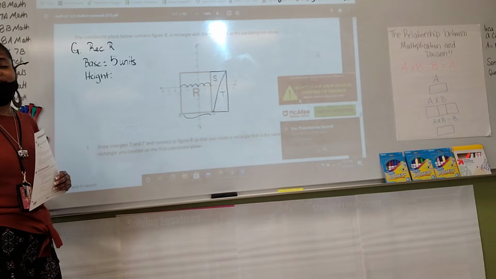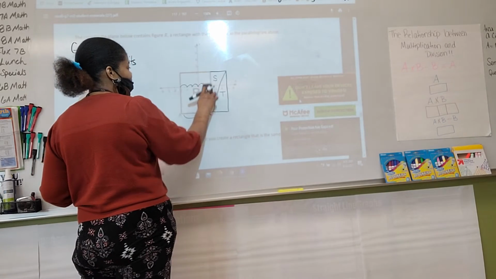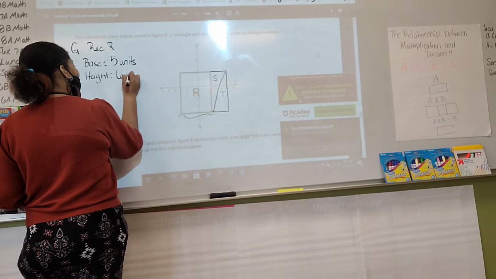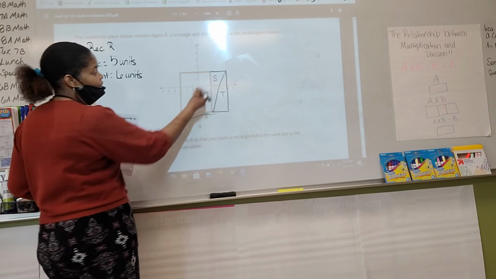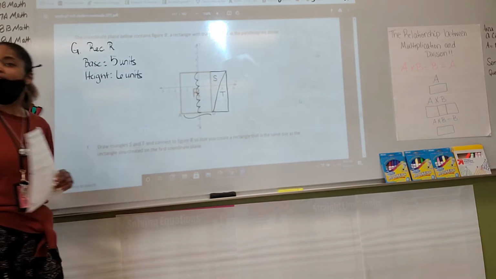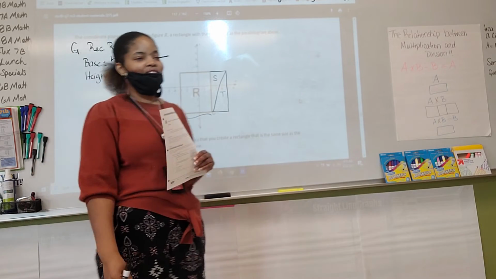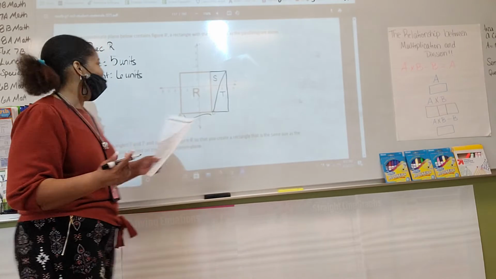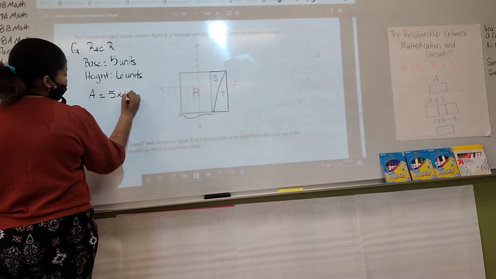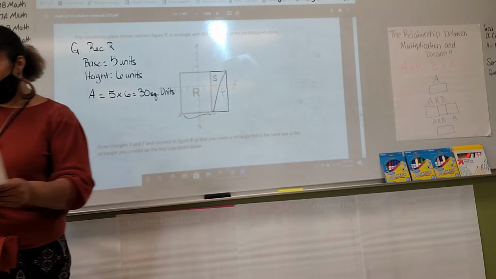That's that base. 5. What about the height? Give me the height. What is the height? 6. How did we know? For those that don't know, this is how we know. From here to here is 1, 2, 3, 4, 5, 6. Who knew that all you had to do was count the squares in between? All right, so if I'm trying to find the area of this, it would be 5 times 6, which equals 30 square units. Anybody confused? Base times the height.